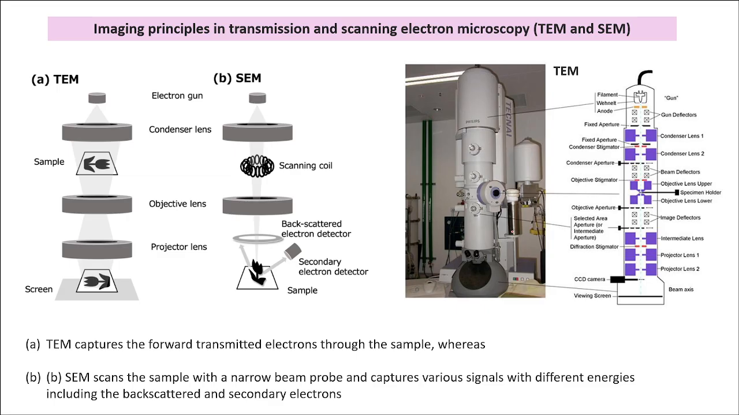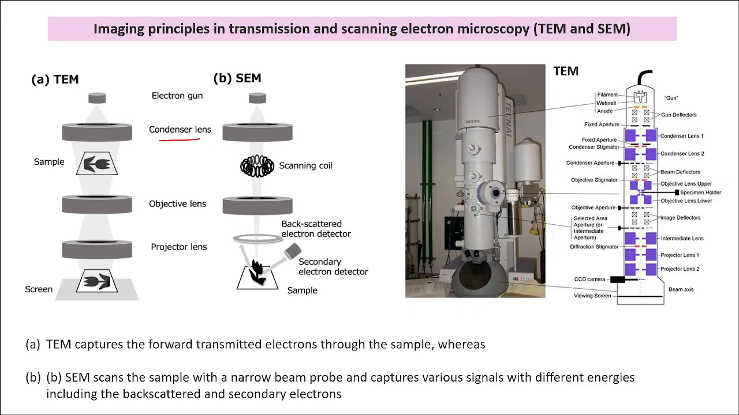Now, moving forward, the imaging principles in transmission and scanning electron microscopy. See the difference. When we were talking about scanning electron microscopy, we saw the electron gun, which is common to both. Then the condenser lens. What does this condenser lens do? This is basically used to further collimate and concentrate the electron beam that is falling on the sample.